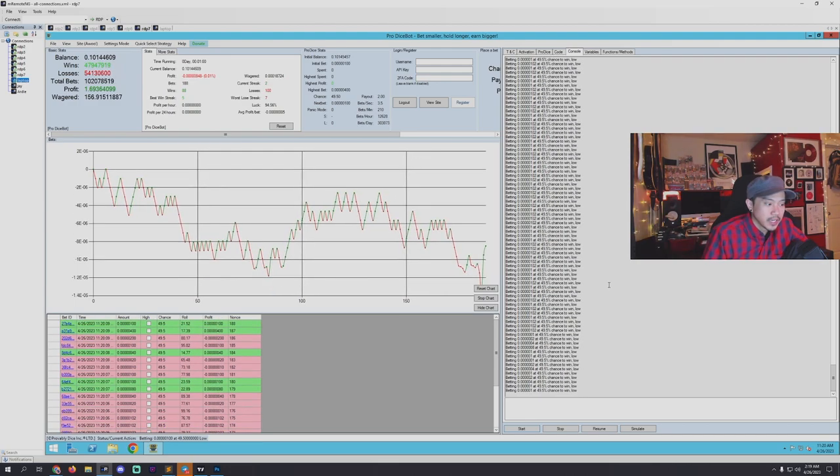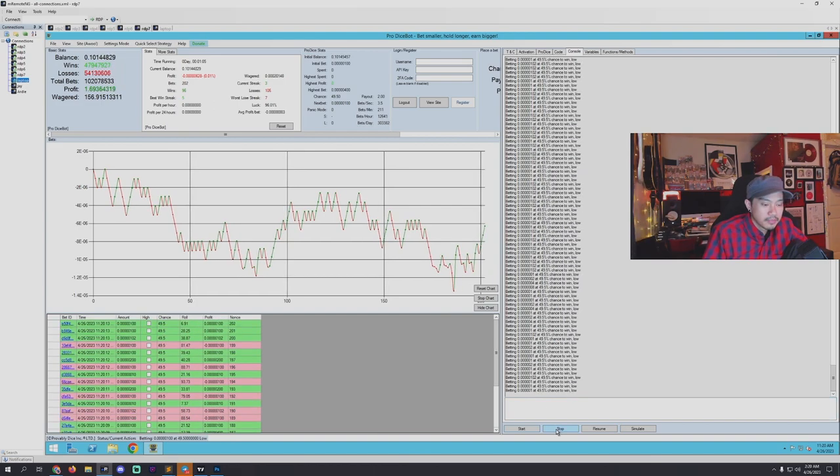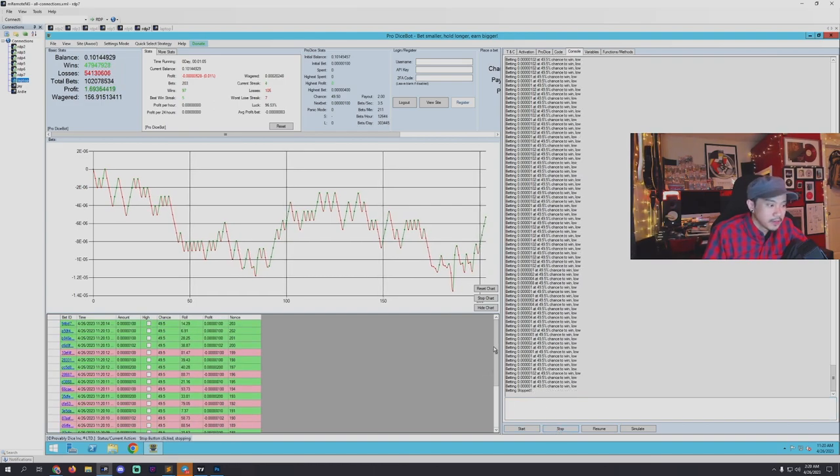There we go. 10, 20, 40. Stop. Here we go. Look at this. Check this out. Look, it lost at 10 right here. You see these little dots right here? 10, 20, 40. 10, 20, 40. Boom. 180.